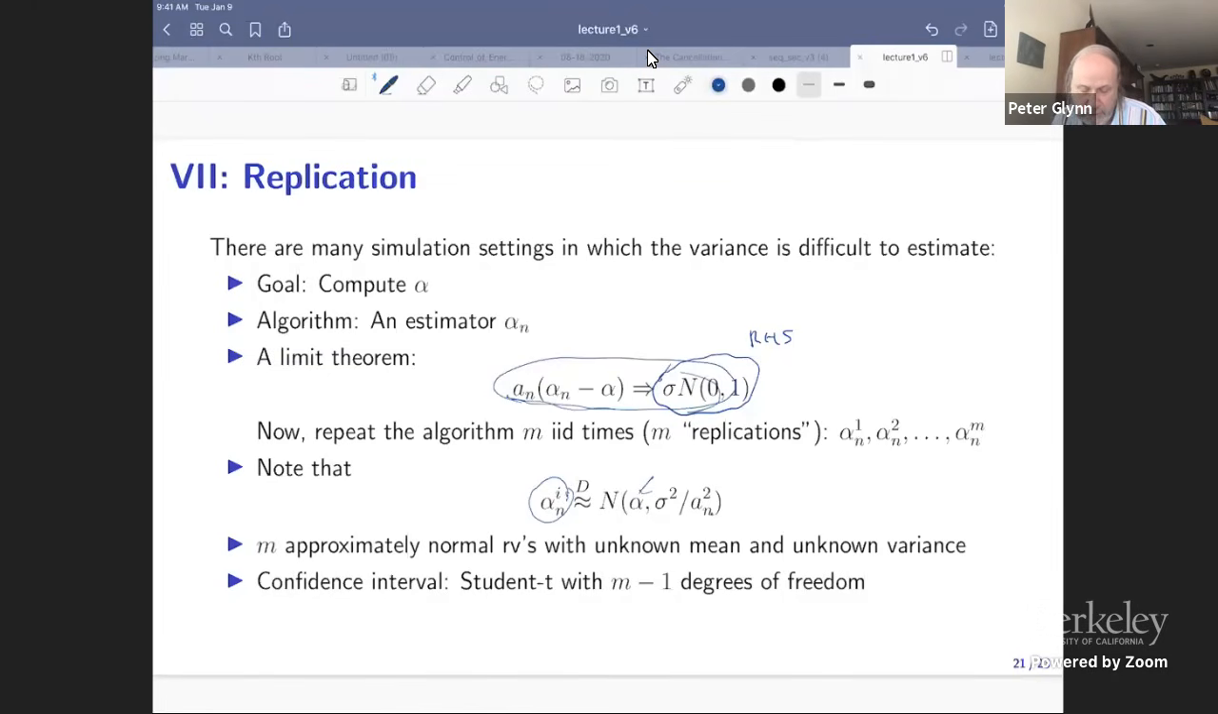So that means that even if you only replicate this algorithm twice, you'll have two of these different alpha_n^i's. These alpha_n^i's will look approximately normal with mean equal to the quantity that we're trying to estimate and with unknown variance. And of course, statisticians have a nice answer to how you construct confidence intervals when you have unknown mean and unknown variance. That takes you into the world of student t confidence intervals. And so now all you need to do in this context is just apply that methodology. We have unknown mean alpha, unknown variance sigma squared over a squared_n. Just apply that standard statistics methodology in this context. And there you have a confidence interval to deal with this setting. This procedure avoids having to explicitly try to estimate the variance parameter sigma squared.